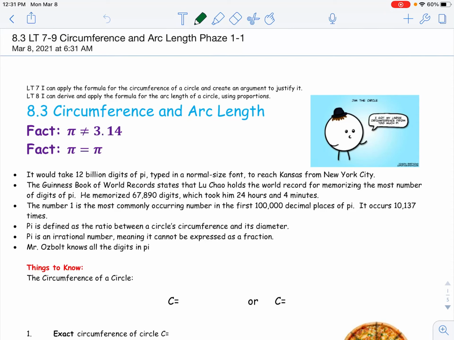Alright students, so we're here today and the punchline is going to be circumference, which is the entire perimeter of a circle, and its arc length, which is a portion of the circumference.